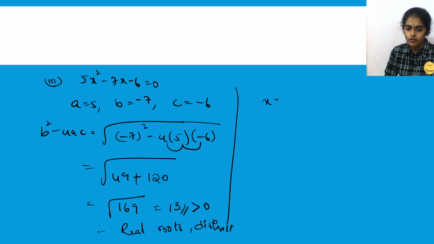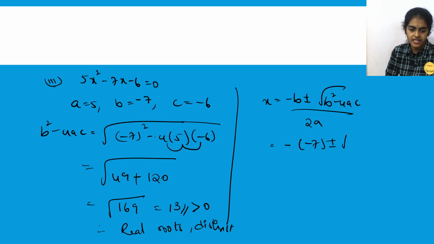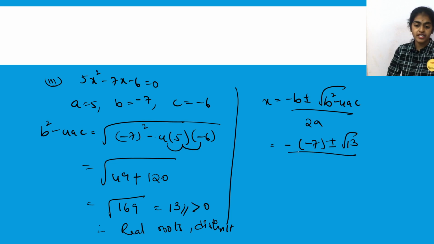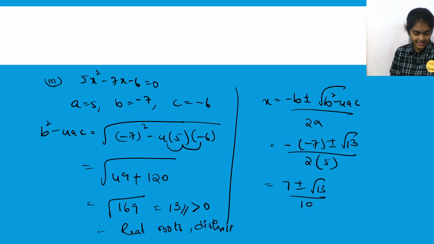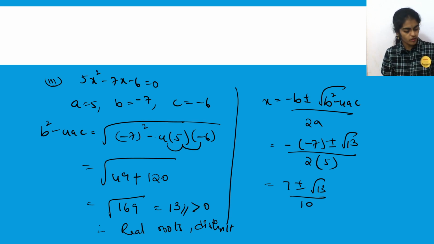Now x equal to minus b plus or minus root over b square minus 4ac upon 2a, that is equal to minus b is minus 7 plus or minus root b square minus 4ac is 13, divided by 2 into a. A is how much? A is 5. So it is 7 plus or minus root 13 divided by 10. So this is the value you get.